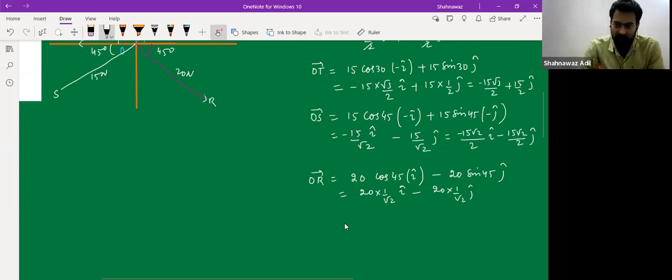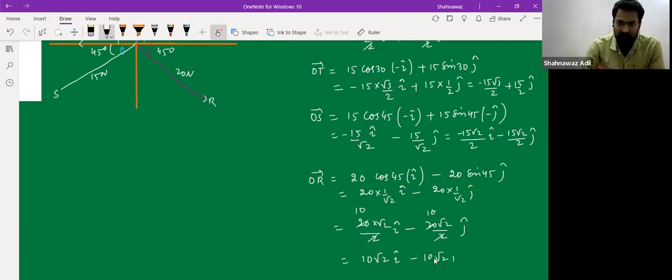So this would be how much? 20 root 2 by 2 i hat, and 20 root 2 by 2 j hat. So 10 and 10. So this would be how much? 10 root 2 i hat and 10 root 2 j hat. Okay, now all the vectors are calculated. So let us write them in this place.